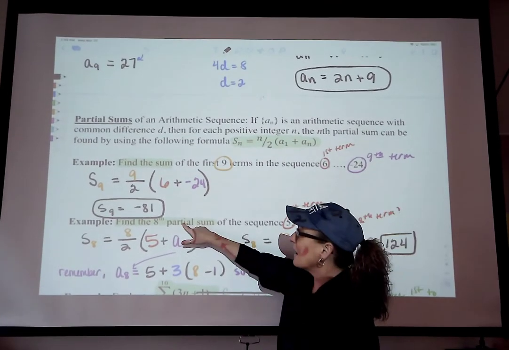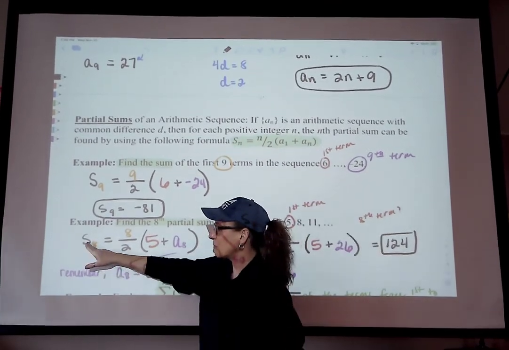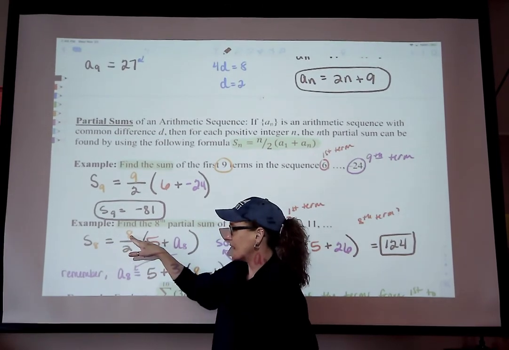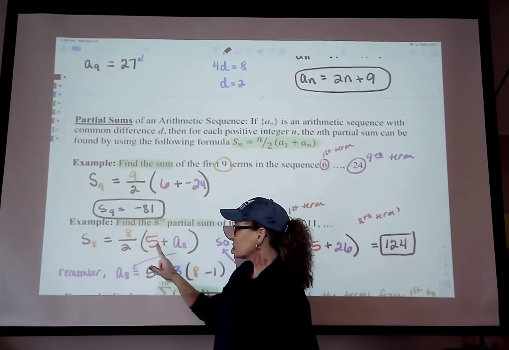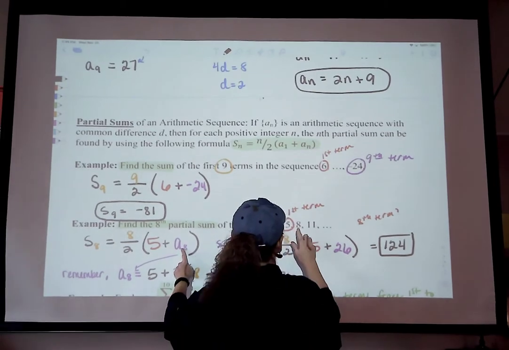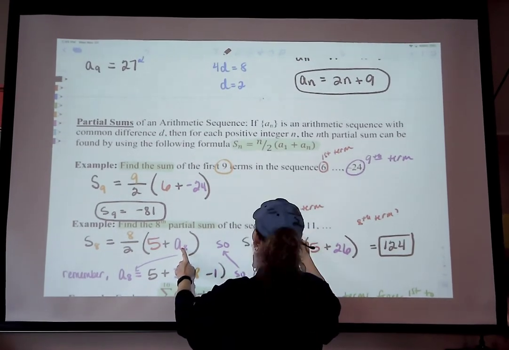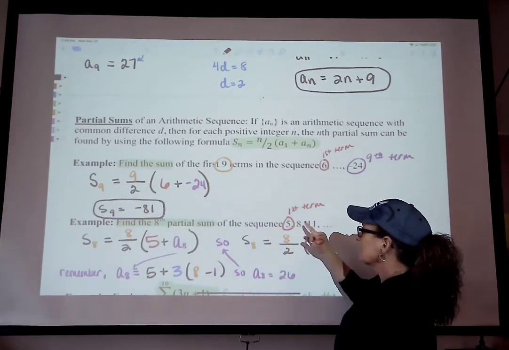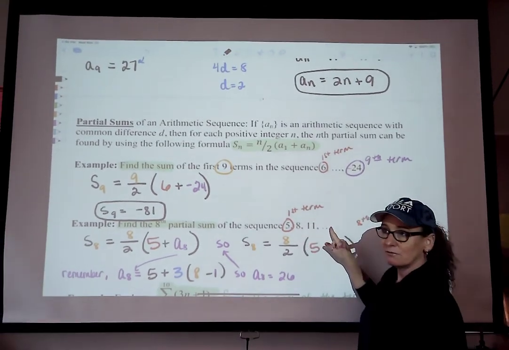Next one. Find the 8th partial sum. Watch how I set it up. I want the sum of the first 8. That's an 8. I need the first term and the 8th term. Okay, it gives me the first term, right? First, second, third. I need 4, 5, 6, 7, 8.